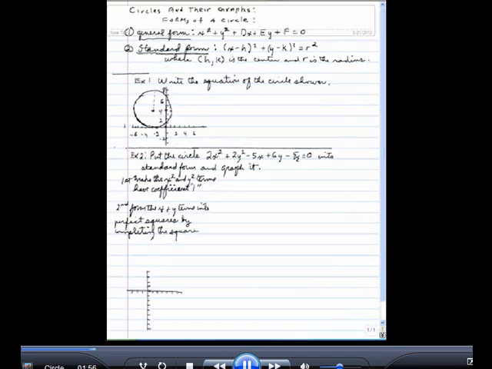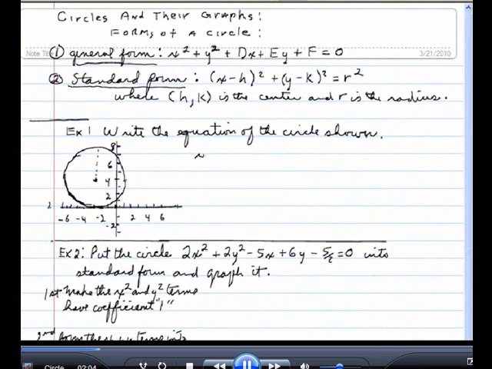So let's try problem 1. Problem 1 says write the equation of the circle shown. So let's take a look at that circle. The standard form is x minus h, and since I'm going to be substituting for that, I write it with an empty hole squared, plus y minus k squared equals r squared. Let me put an empty hole there for r also. So if we knew h, k, and r, we could complete the equation of the circle.